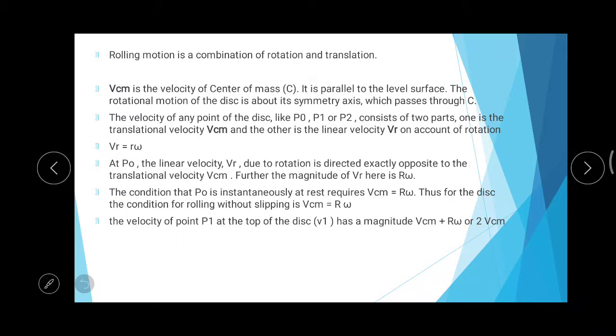Vector vcm is the velocity of the center of the mass, and the direction of vcm will be parallel to the level of the surface. And the rotational motion is about the symmetry axis which is passing through the center of the mass C, that we have already discussed, which is perpendicular to the plane.